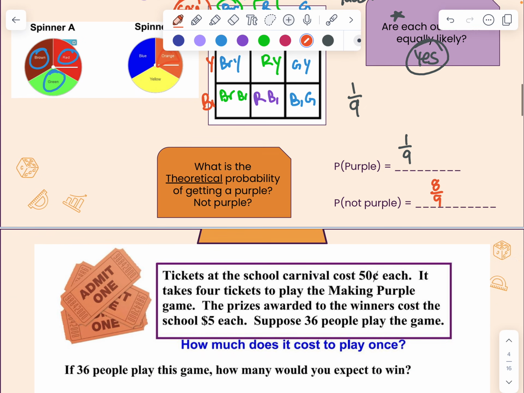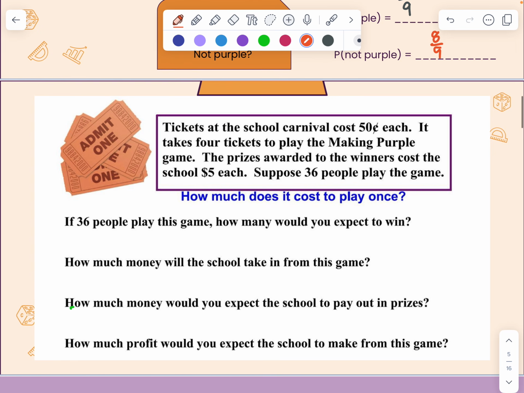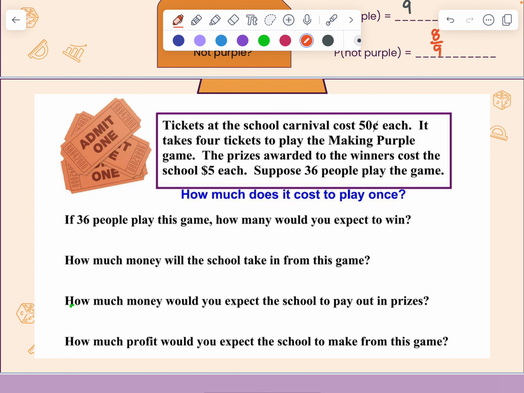But we can take it a step further here and now pretend that we have some deeper level thinking questions, some different scenarios that we would want to talk through. So you're not going to charge people money at our carnival, whatever. We're just not going to do that.